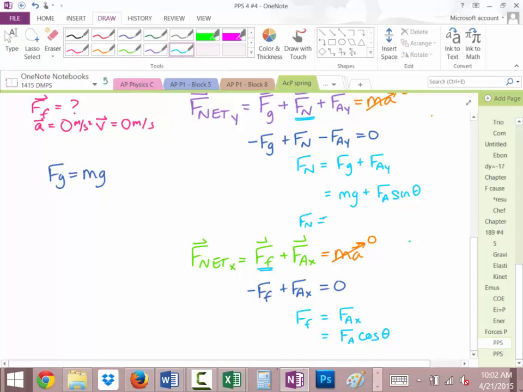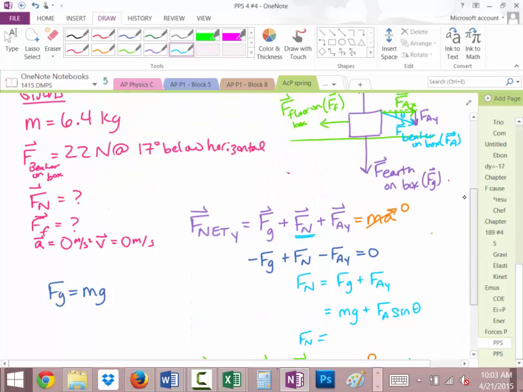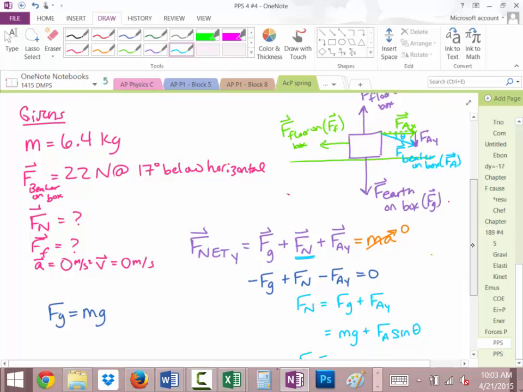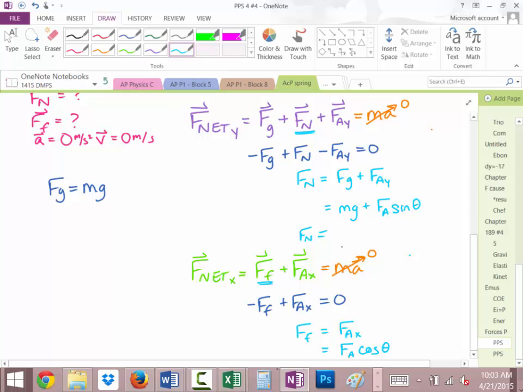Did you get something? Everett? 69.2. 69.2, he says. Do you agree with him? I don't know the units. Okay. Well, let's figure that out. Let's do sig figs first. How many sig figs do I get? 2. So instead of 69.2, let's just say 69.